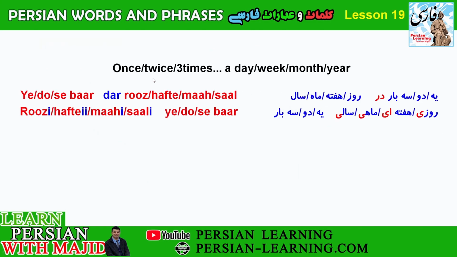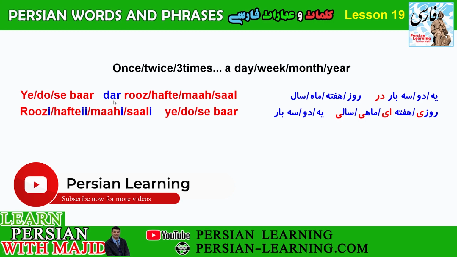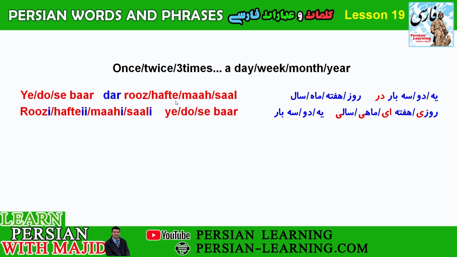First, we start with this structure: once or twice or 3 times, 4 times, etc. A day, a week, a month, or a year, etc. For that, for times, for all of them, we use the number and the word bar. So, ye bar, do bar, se bar, char bar, etc. Then we use dar, means in, or a here. Then we have روز، هفته، ماه، سال, etc. So, یه بار در روز، دو بار در هفته، سه بار در ماه, for example.